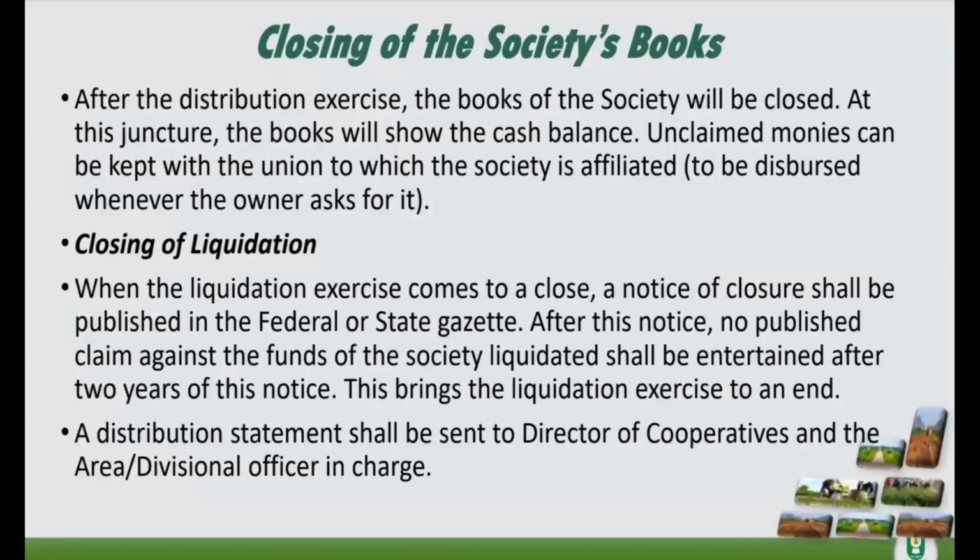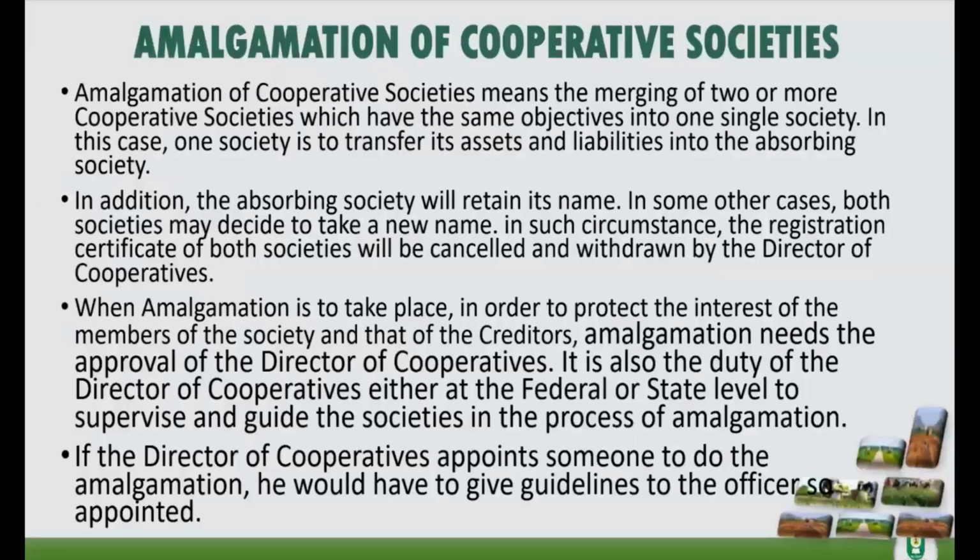Now, in the case of amalgamation of cooperatives, let's talk about this a bit. Amalgamation of cooperative society means the merger of two or more cooperative societies which have the same objective into one single society. In this case, one society is to transfer its assets and liability into the absorbing society. In addition, the absorbing society will retain its name. In some other cases, both societies may decide to take a new name.